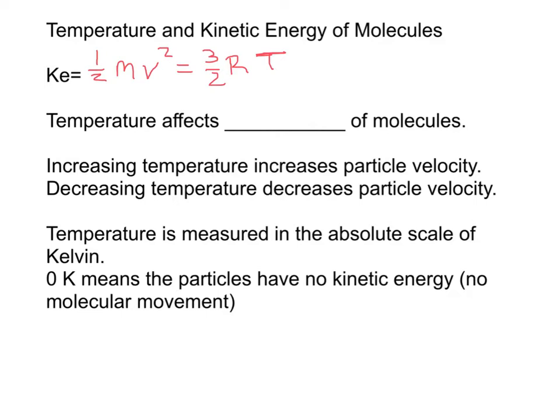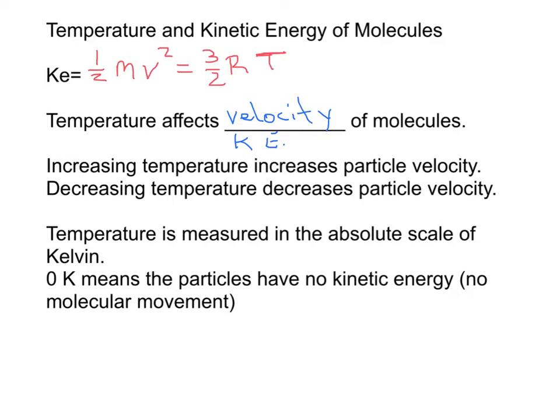So the upshot of all that is the temperature affects the velocity of molecules, and in turn that affects the kinetic energy of the molecules, which is the fundamental assumption of our kinetic theory. So if we increase the temperature, it increases the particle velocity. If we decrease the temperature, it decreases particle velocity. All good information that you have to know.